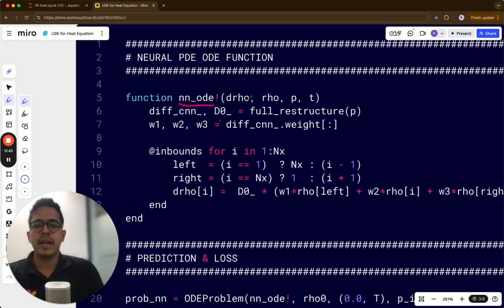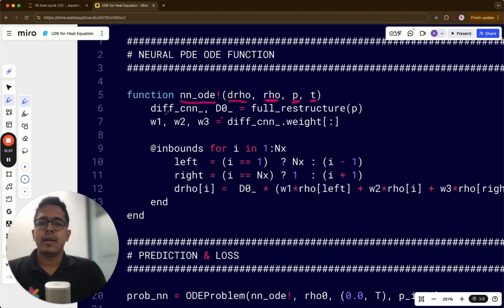Neural network ODE: here d rho is the rate of change of temperature with respect to time. Rho is the temperature itself. P are the parameters, and t is the time from 0 to I think 0.5. Now this diffCNN and d0 will allow us to get the weights and the d0 parameter. D0 we already have because that was how we were restructuring the neural network.